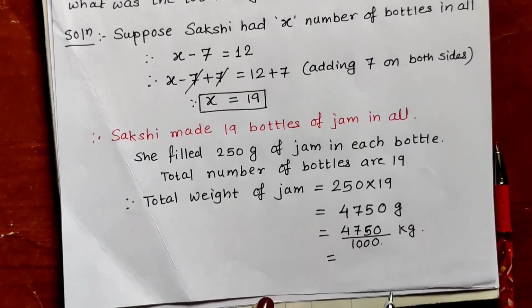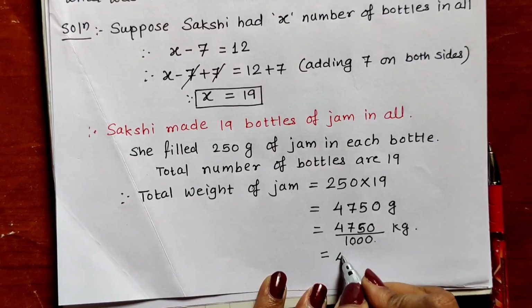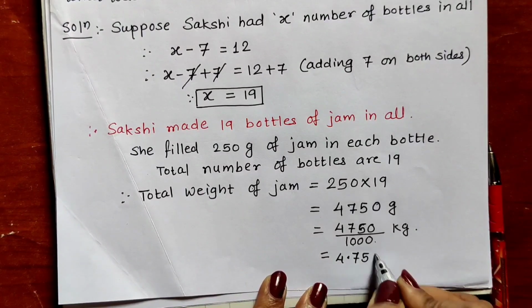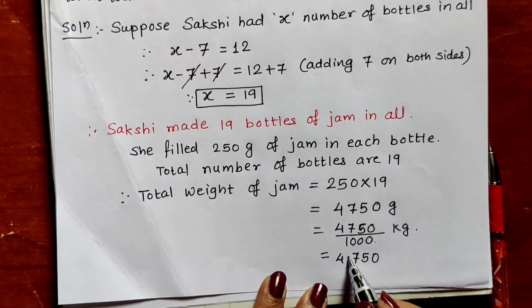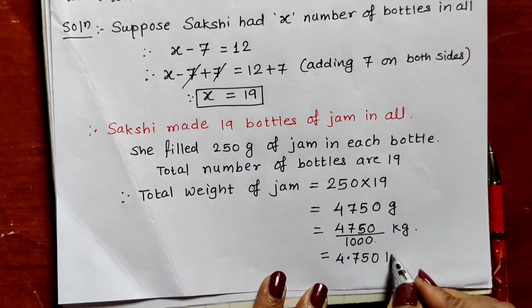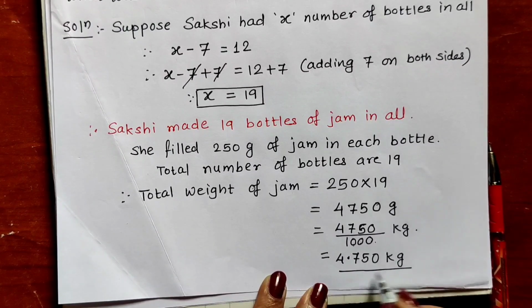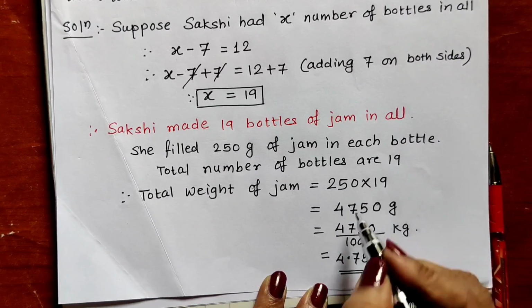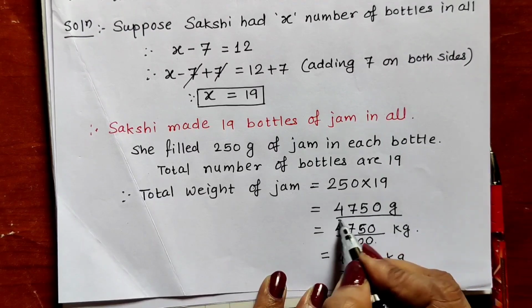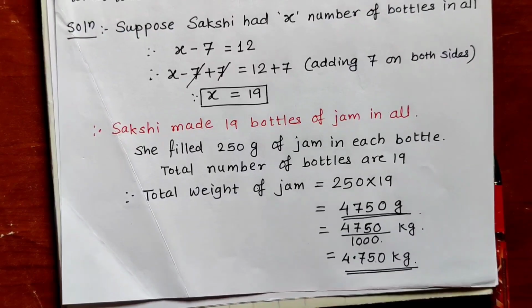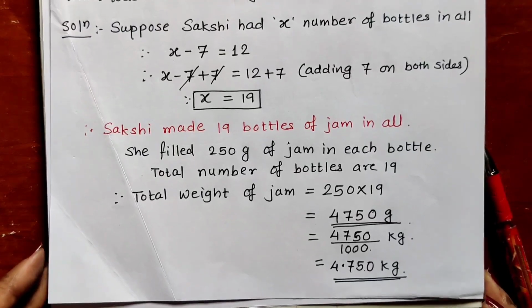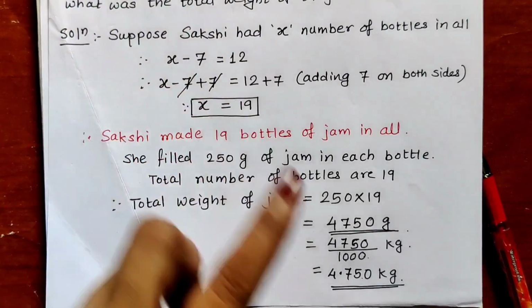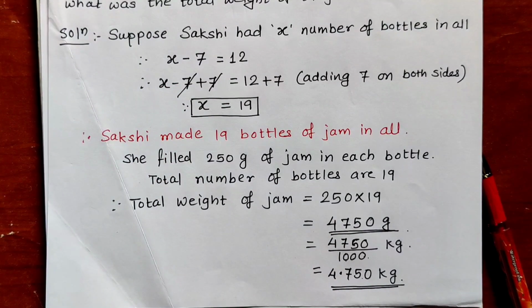So 3 zeros are there. Convert it into the decimal fraction. What will you get? 4.750. 3 zeros are there, so after the decimal point 3 digits should be there. So this is the answer. She had 4.750 kg, or you can write 4,750 gram also. Any one answer you can write. So in this way, first form the equation and then find the value.